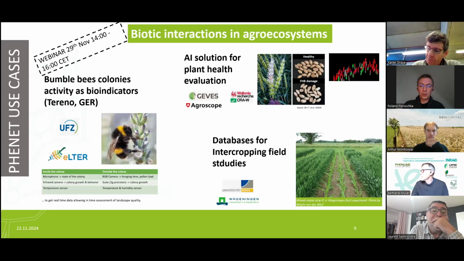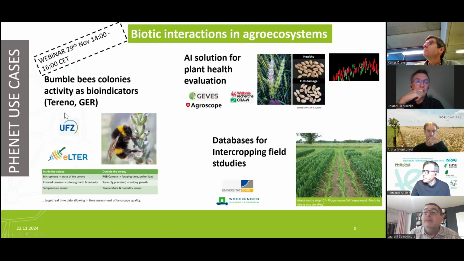discussing biotic interactions in agro-ecosystems. One is about an AI solution for health evaluation, with the example of wheat headlight tools to characterize pathogen infection. There will be a use case about intercropping, where the idea is to develop a database to gather all the experiments that are run on this very complex matter. And a third one will be about how to use bumblebee colony activity as a bioindicator. This comes from a territory in Germany where this is performed.